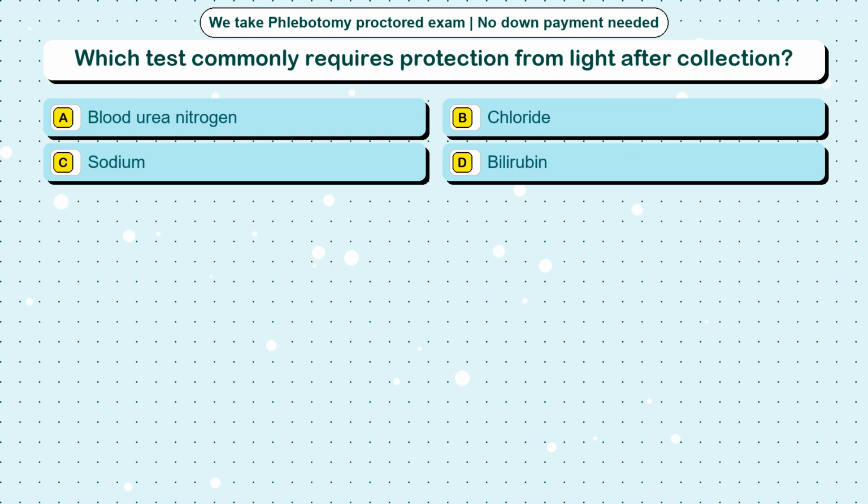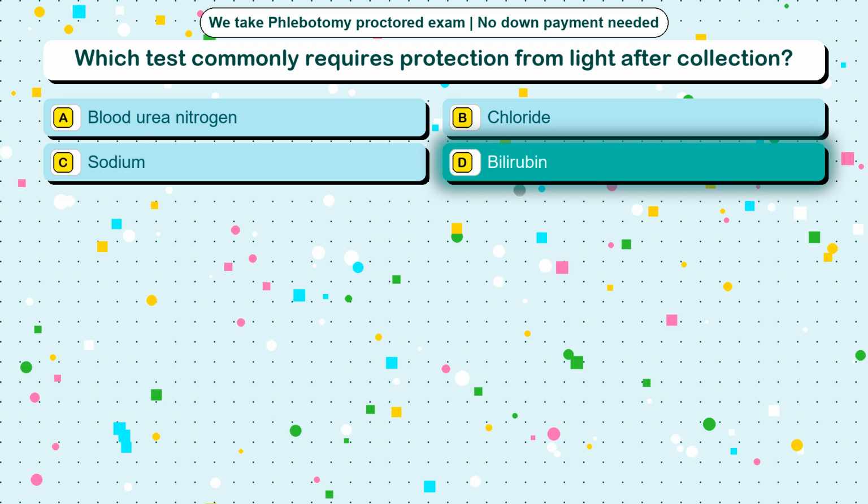Question 69. Which test commonly requires protection from light after collection? Option A, blood urea nitrogen. Option B, chloride. Option C, sodium. Option D, bilirubin. The correct answer is option D, bilirubin.